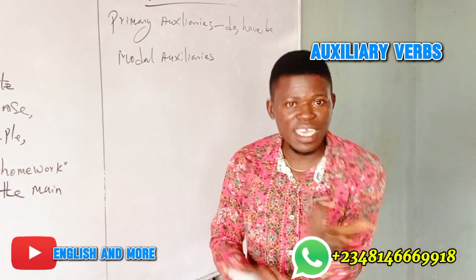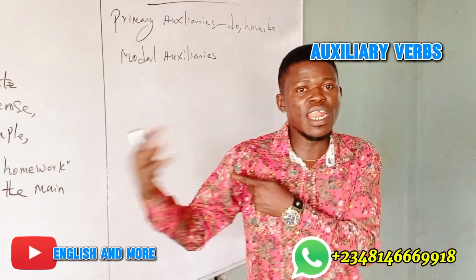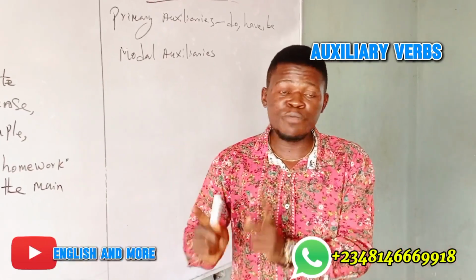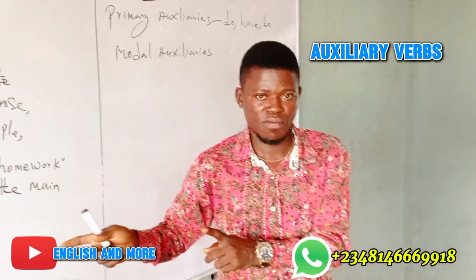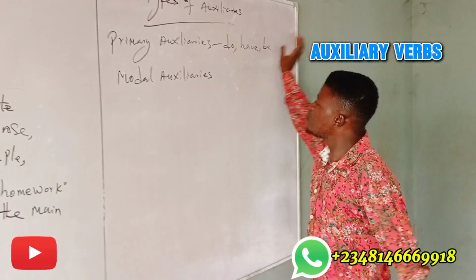Is that hyperbole? I don't know. It's a sentence. It's an example. I have been to Lagos before. I have been to the government house. Be. We have three. Do, have, and be.